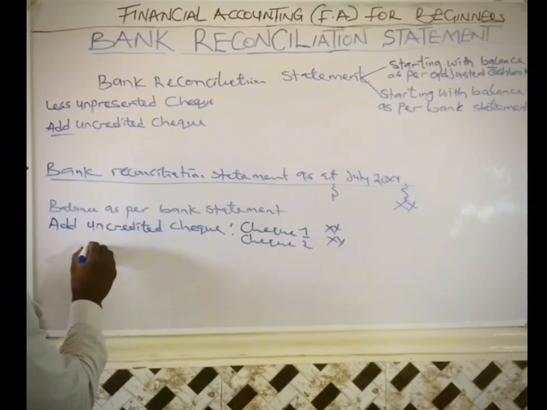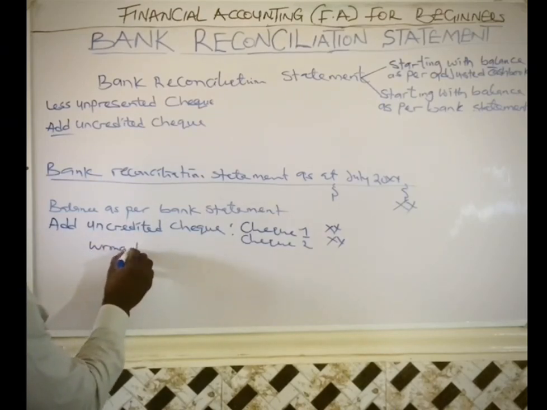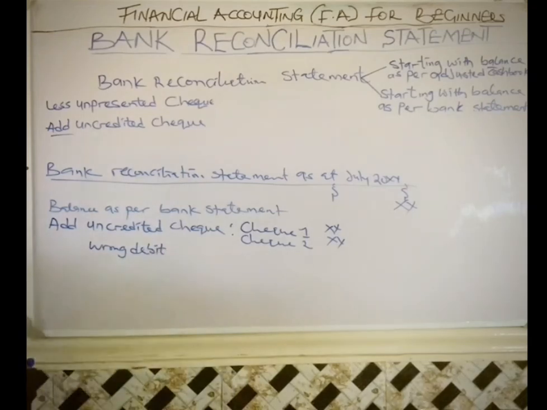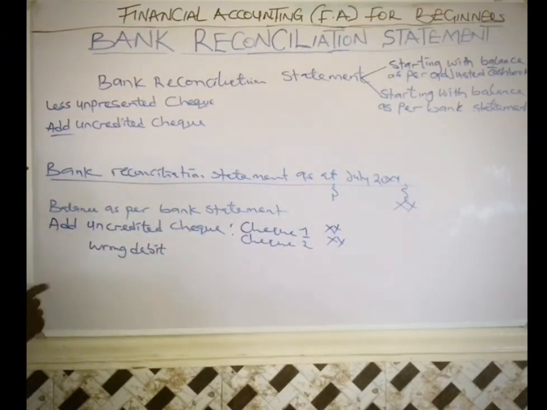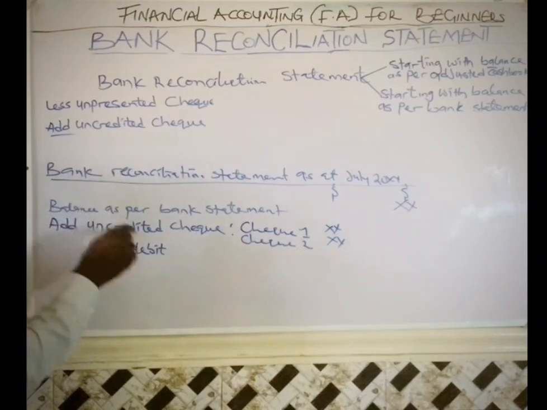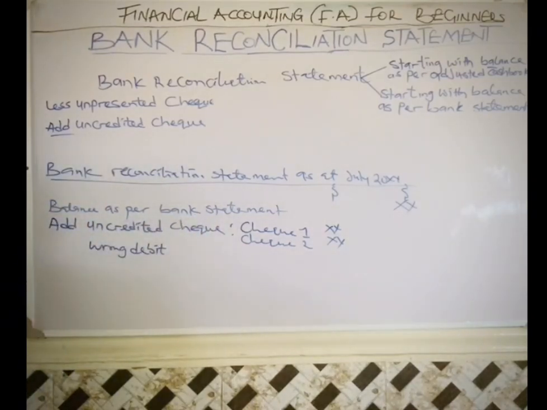You say you add your wrong debit. Why? We are using the bank statement. Since we are using the bank statement, the bank wrongly debited our account, reduced our account. So the bank statement must be added up for it to agree with the cash book balance. It's simple. You add that wrong reduction back to agree with the cash book balance. Simple as that.